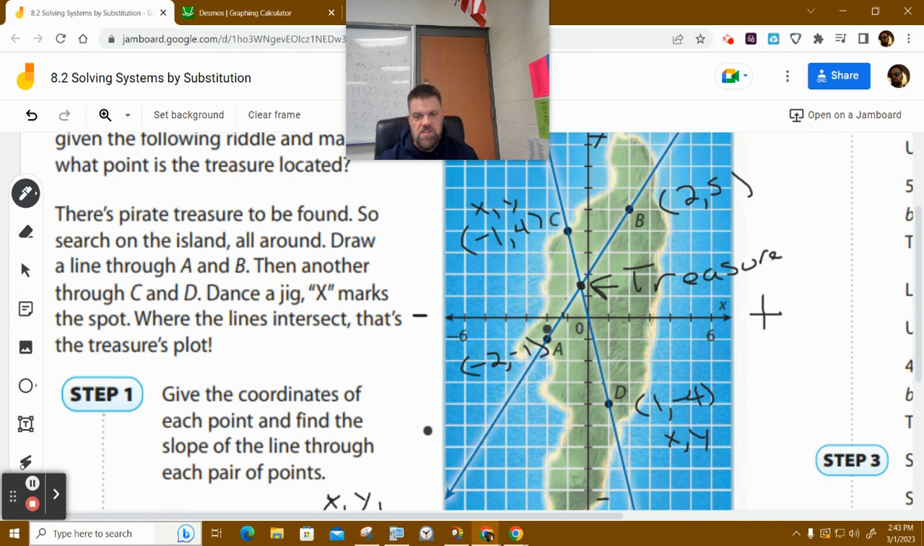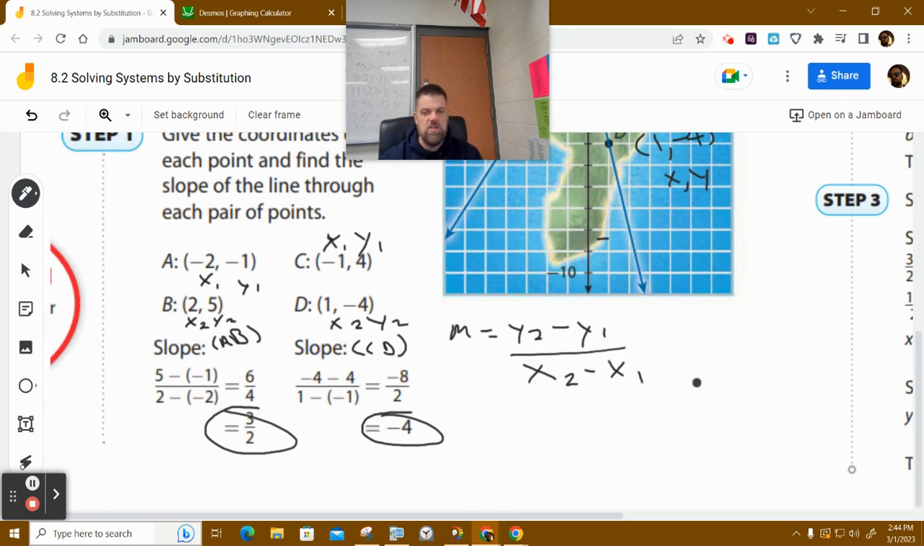Easy. If this is a +3/2, to get from here to here, I'm going to go up 1, 2, 3, and then I'm going to go over 1, 2. Am I still on the graph? Yep. If I go up 3 and over 2, am I on that graph? Yep. So now the other slope was -4. Let's see if that's true. So if I start here at C and I go down 4 and over 1, I'm on the graph. Down 4 and over 1, I'm on the graph again. So the slopes are correct.